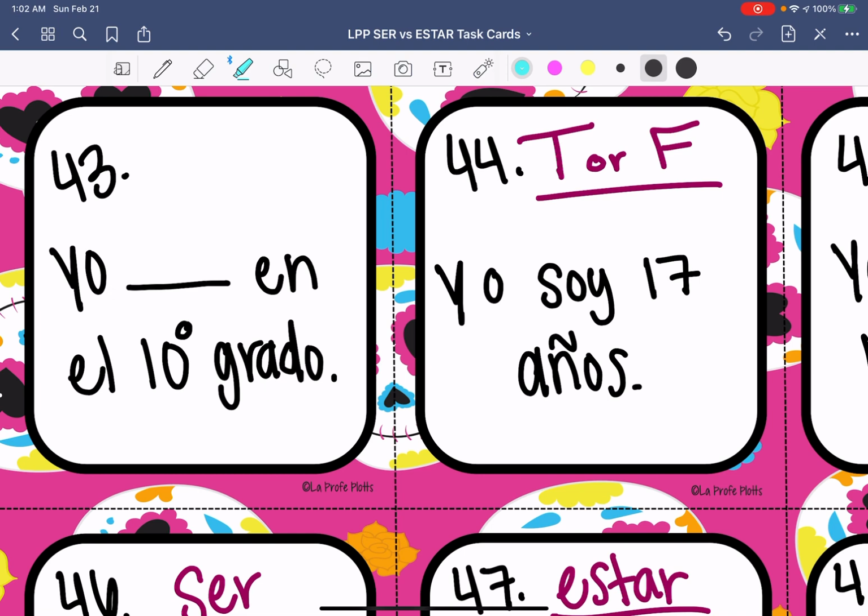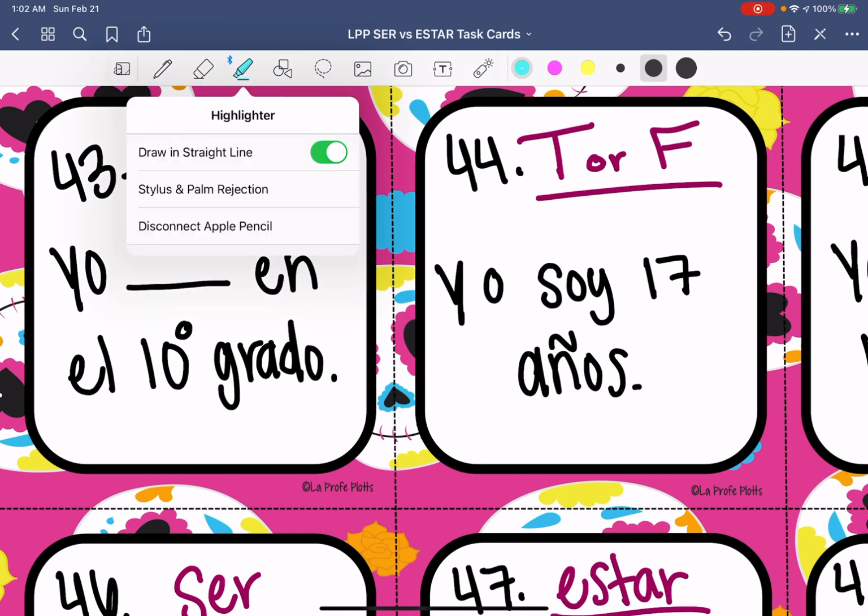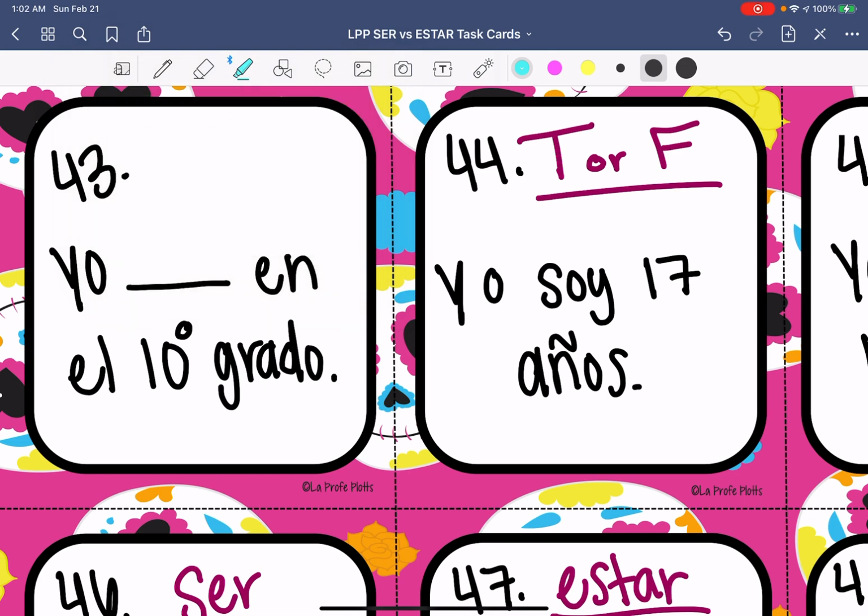Yo blank en el 10º grado. 10th grade. Yo blank en el 10º grado. I want you to tell me the conjugated form of the verb. Choose a verb and conjugate it to match the subject. Like I said, this is one of the phrases from your videos that a lot of you got incorrect. So this is a time to redeem yourself.